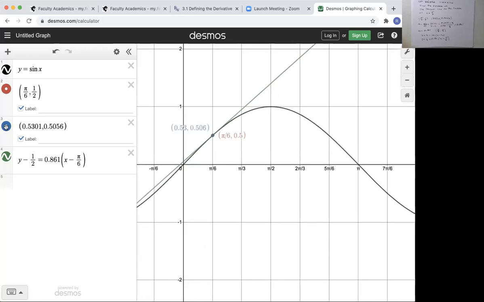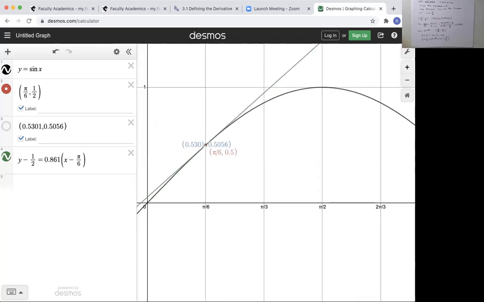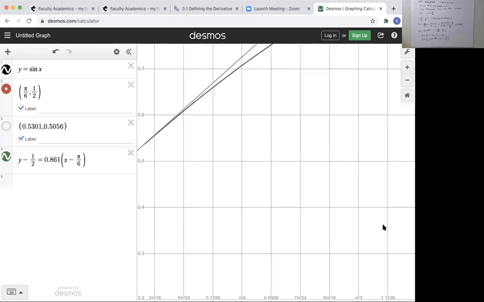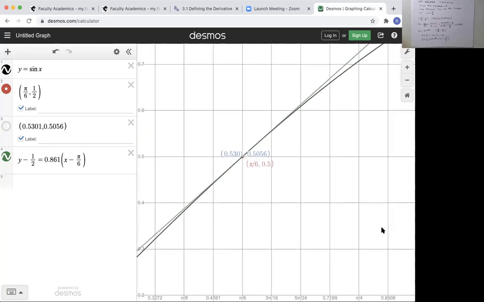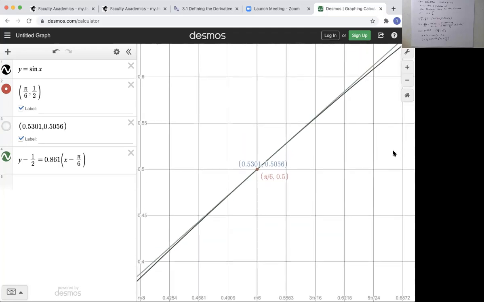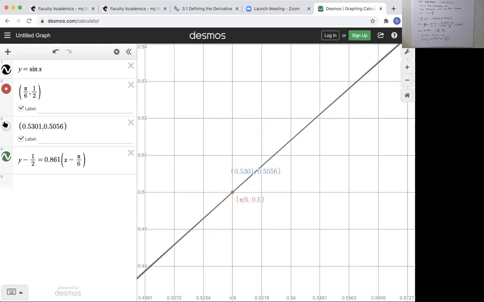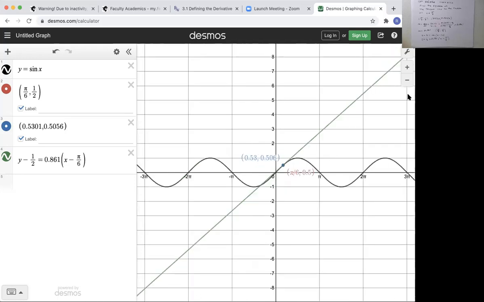Is it tangent? I'm going to turn off this second point for a minute because we're just having trouble seeing it. So again, the green line and the black sine function look like they're heading in the same direction. And if I zoom in enough, they will look essentially identical. Can I see that other point now? Sure can. So here's pi over 6, 1/2, there's 0.5301, 0.5056. So that is our tangent line.